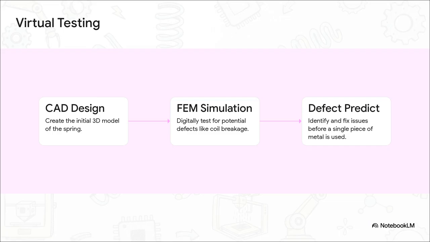So you start with your 3D model, your CAD design. Then you throw it into that FEM simulation we talked about, and you push it to its limits. The computer can literally predict, hey, this is where a coil is likely to break. And that lets engineers go back, find those weak spots, and fix them in the design before they've wasted a single penny on materials.